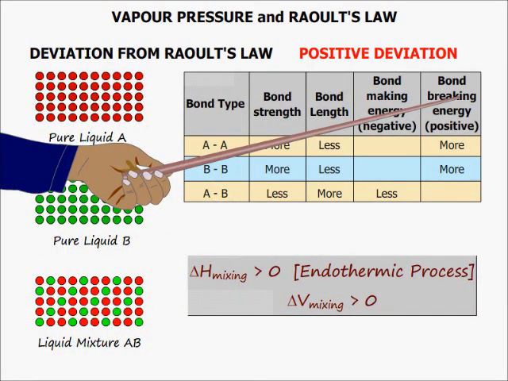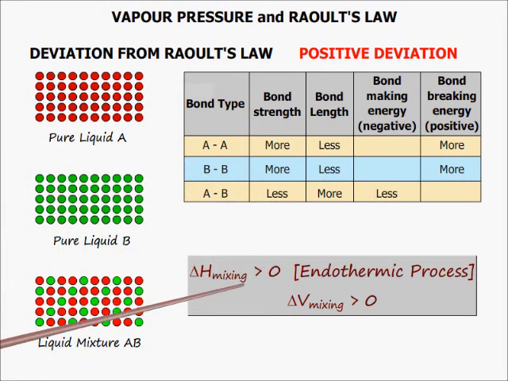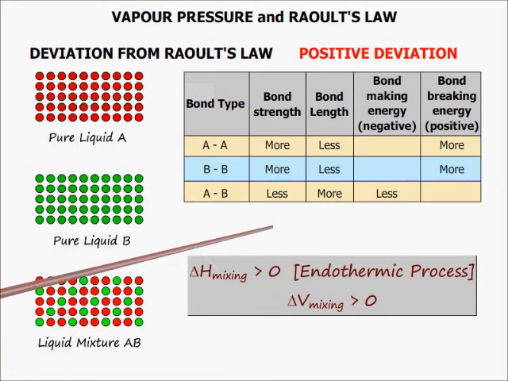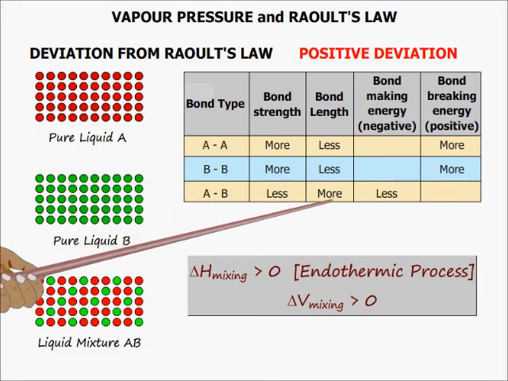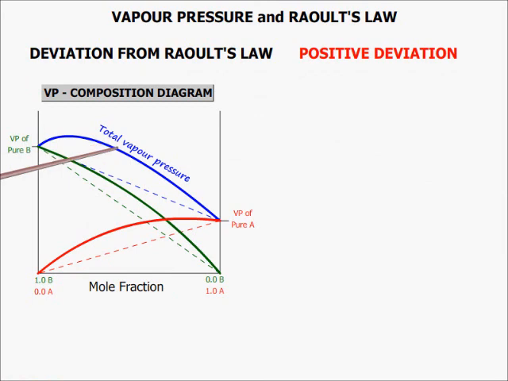Bond breaking energy is also more than bond making energy. So the enthalpy of mixing will be positive and the process of mixing will be endothermic. Also, the new AB bonds formed are weaker. Their bond lengths will be greater and the volume will increase after mixing. When we see the total vapor pressure curve, we may even see a point where the vapor pressure of the mixture is greater than either of the pure liquids.